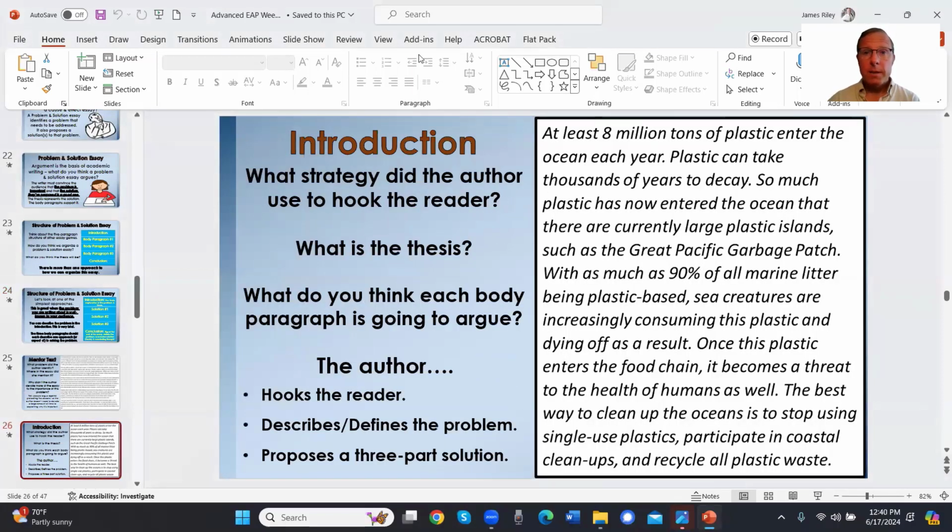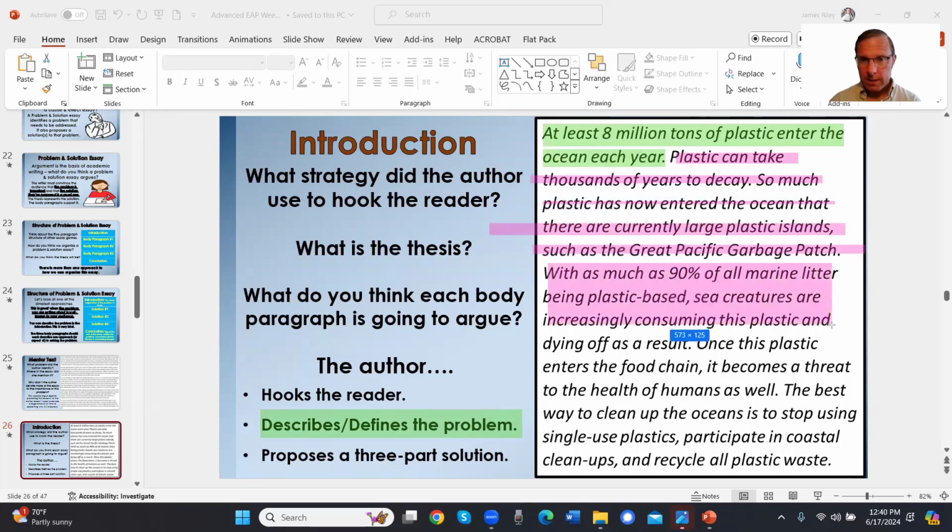When we look at this example here, we've got a great hook. The author used a statistic to draw the reader in. That's what you want to do. You're going to introduce the problem. They describe or define the problem. They're talking about plastic in the ocean, and I'm going to make that pink. They give us a lot of information there, so we can see why this is so problematic.